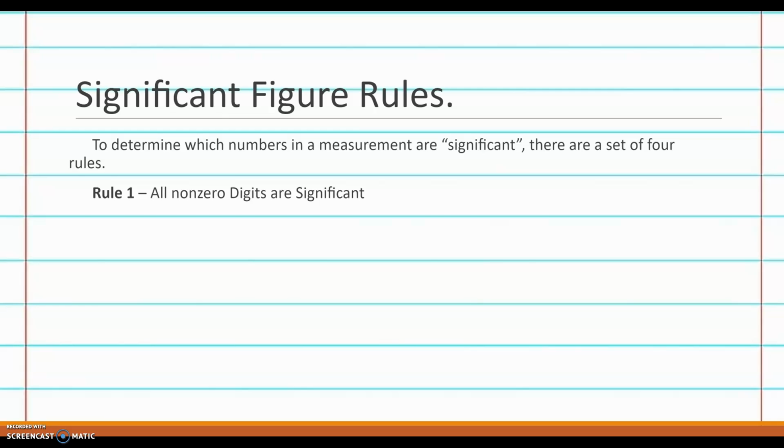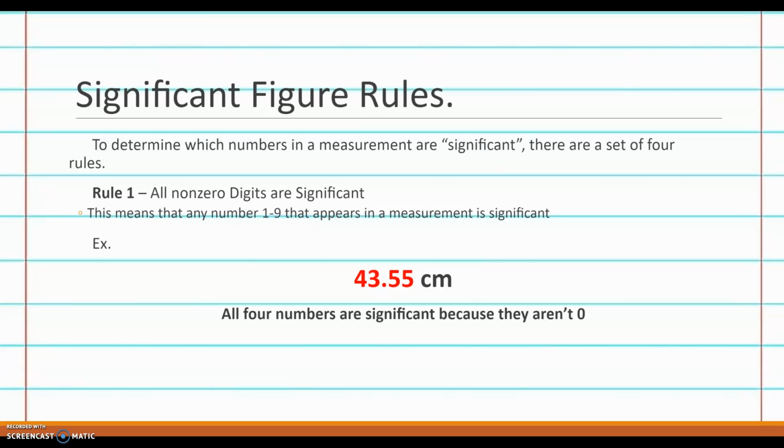All right, there are 4 rules to determine how many significant figures there are. The first one is that all non-zero digits are significant. So for example, any digit 1 through 9 that is not 0 is significant. As an example, 43.55 centimeters has 4 significant digits. 3.54 centimeters only has 3 significant figures.